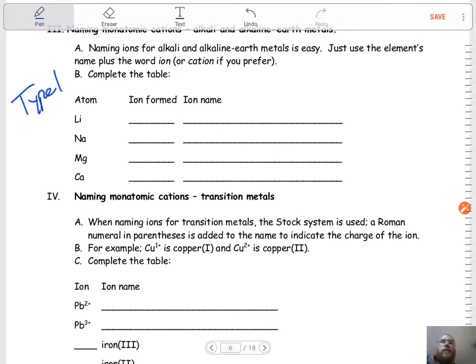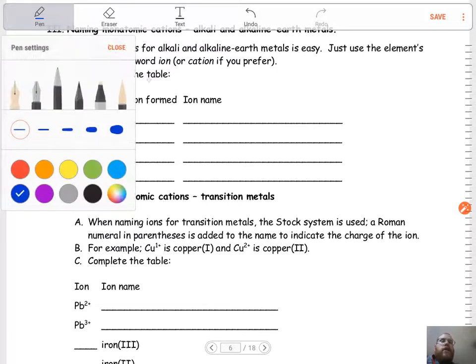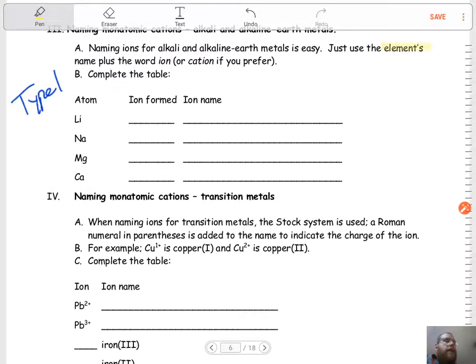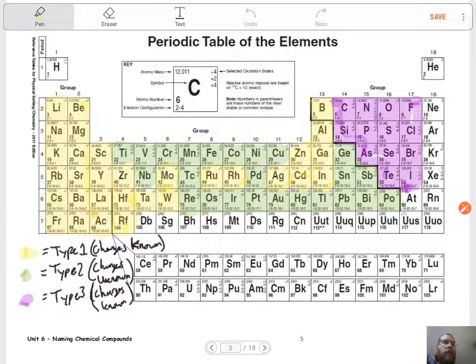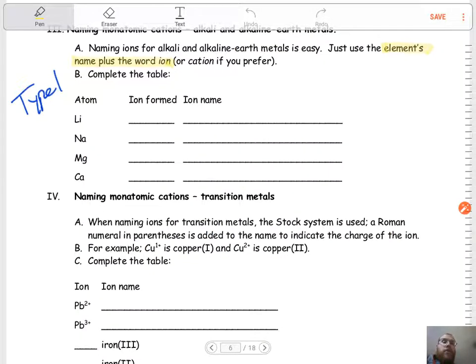First, to name these, it's a pretty simple rule. We're just going to use the element's name. If I can get my highlighter. Just use the element's name plus the word ion. Okay, or you could put cation in there if you prefer that, because remember these type 1s are all positive if you look on your periodic table. If I go back a page, okay, they're the ones that are in yellow. So we know their charges, and that's going to be the simplest to name.